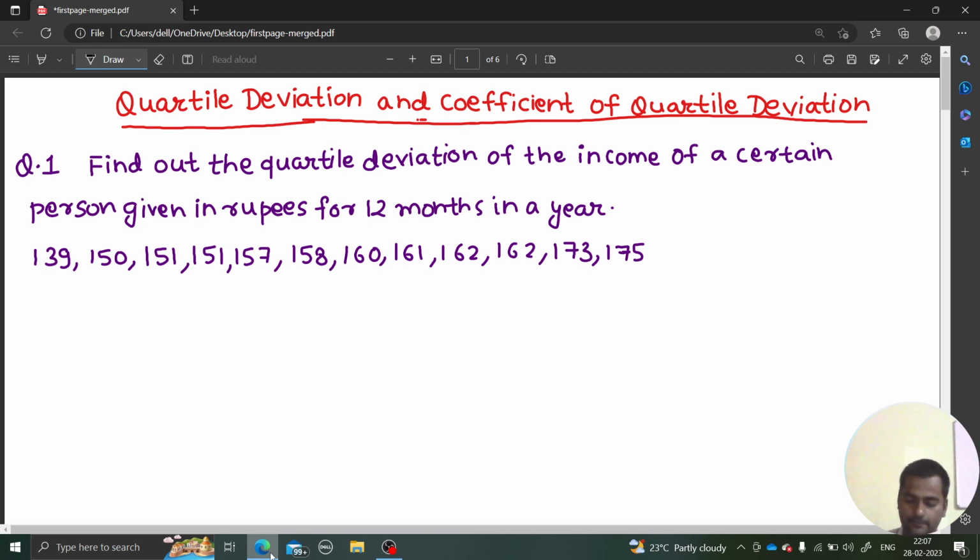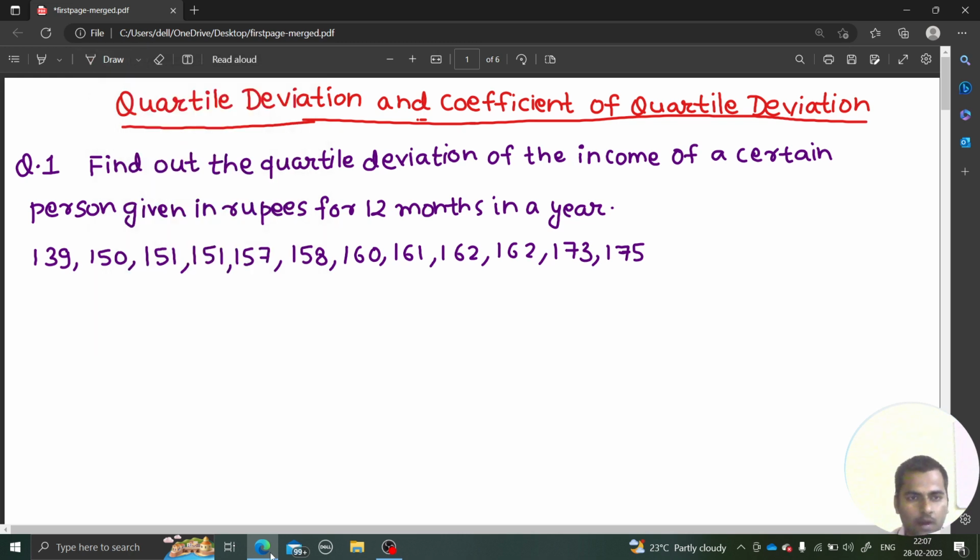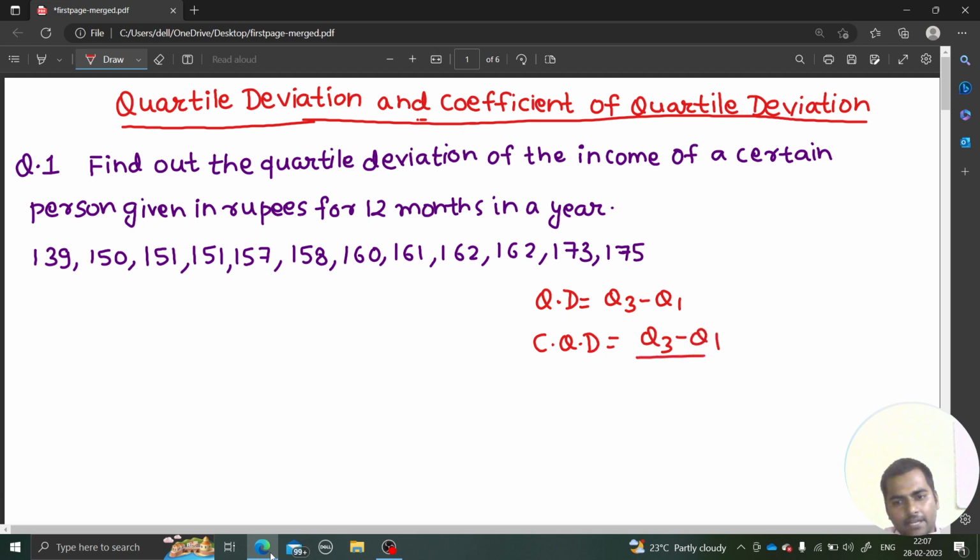Today we are going to learn two small concepts in statistics, that is quartile deviation and coefficient of quartile deviation. Although the method to find Q3 and Q1 varies, the quartile deviation formula is the same. In short, QD is Q3 minus Q1. Now Q3 and Q1 can be found differently in different types of data. And coefficient of quartile deviation, in short CQD, is nothing but Q3 minus Q1 divided by Q3 plus Q1.